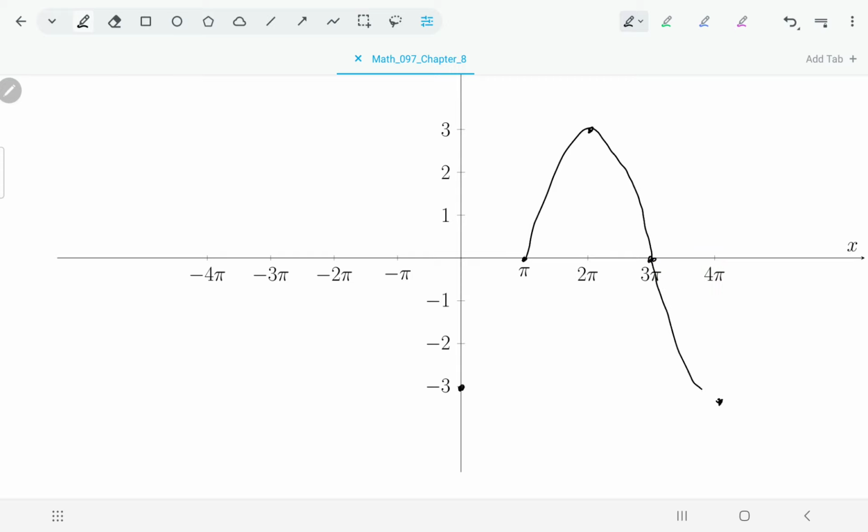Try that again. There we go. That's a little bit better. There we go. That's one full cycle of my cosine graph. And of course, if I wanted to draw a second cycle, I just need to repeat that pattern. So to 0, to 3, to back to 0, to back to -3.